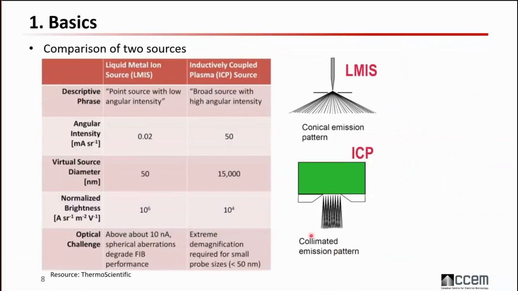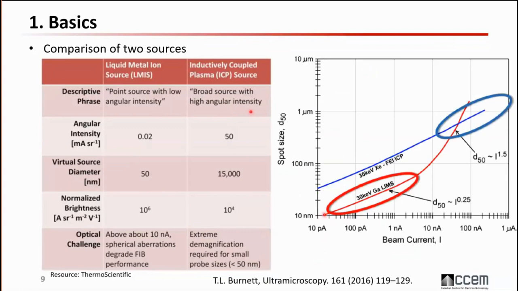So to summarize what I have talked about: with the liquid metal gallium source, you typically have a point source with very low angular intensity. And with the xenon ICP source we have here, you can have a broad source with a high angular intensity. That's why we have access to 2.5 microamperes at 30 kV. But at the same time, we need to pay attention that since the xenon source is so broad, the beam size is so large. That means we might need extreme demagnification to get this probe size, which is something around 30 picoamperes in your microscope.